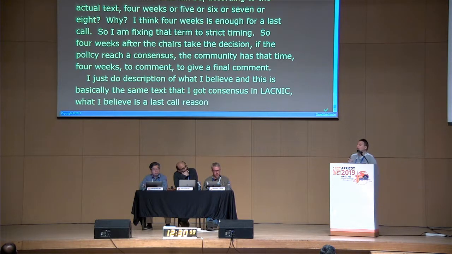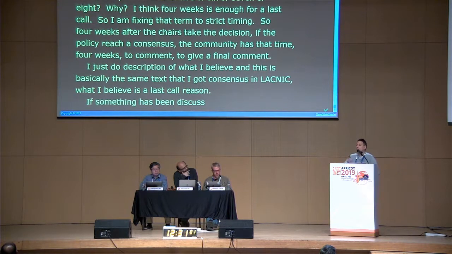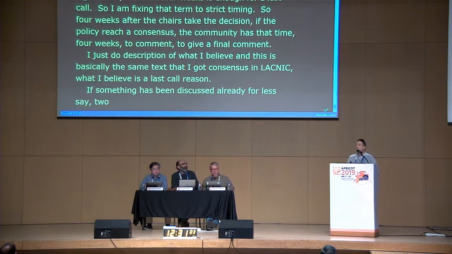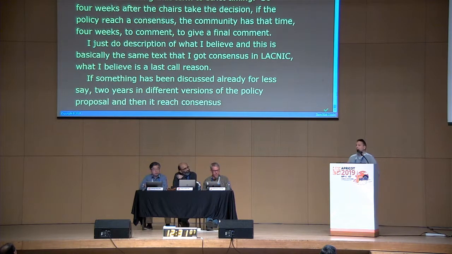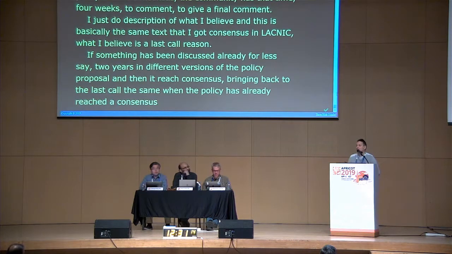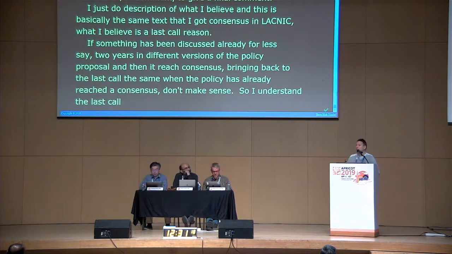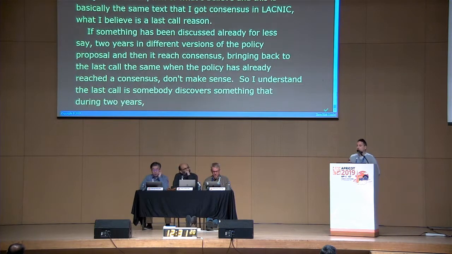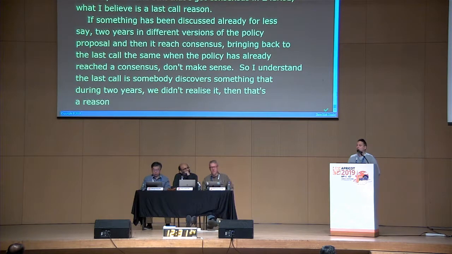So if something has been discussed already for, let's say, 2 years in different versions of the policy proposal, and then it reached consensus, bringing back to the last call the same discussion when the policy has already reached consensus doesn't make sense. So I understand that the last call is for if somebody discovers something that during 2 years we didn't realize, then that's a reason for turning down the consensus. Okay? I think that should be that way.